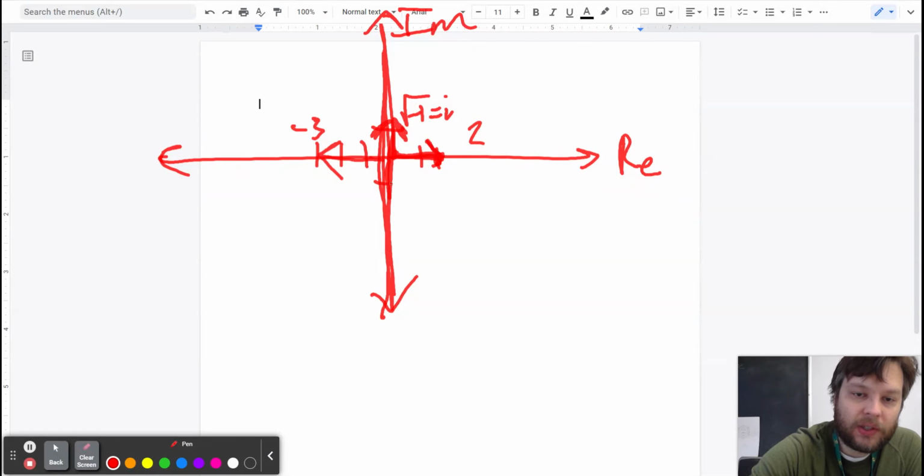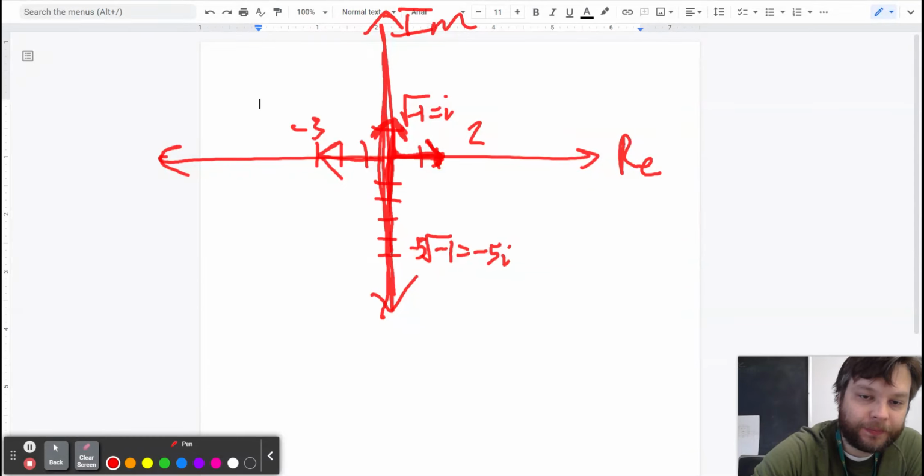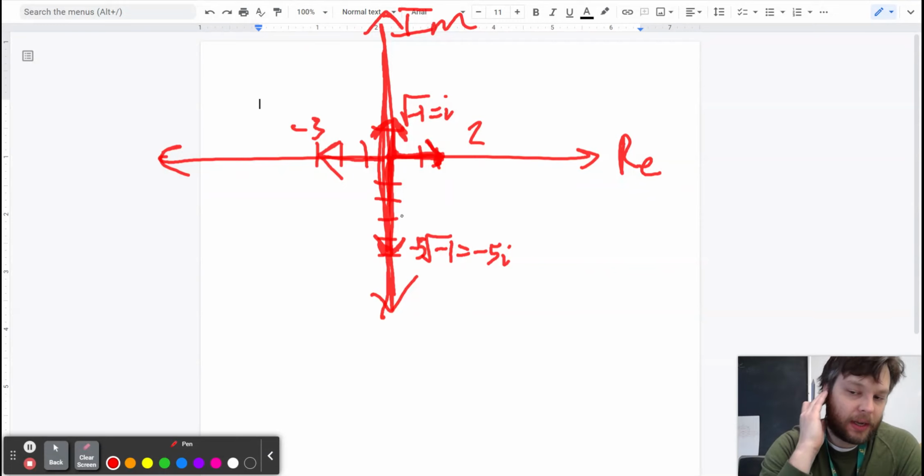If I wanted to go, say, 1, 2, 3, 4, 5 steps down, that would be -5 square root of -1, or -5i, like that. You can represent that with an arrow going 5 steps down.